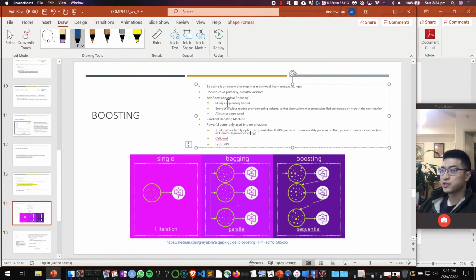That is your gradient boosting machine. At least for the case of AdaBoost, the errors of the previous model provide the training weights for the next iteration. So you get your model to focus on the areas that it was not so good at.